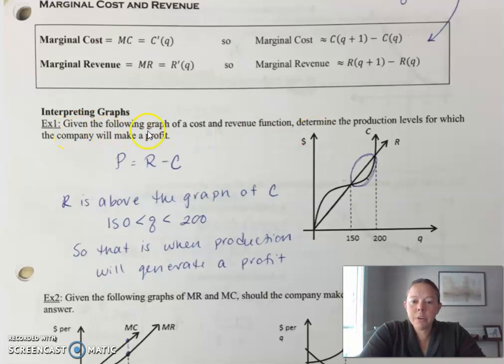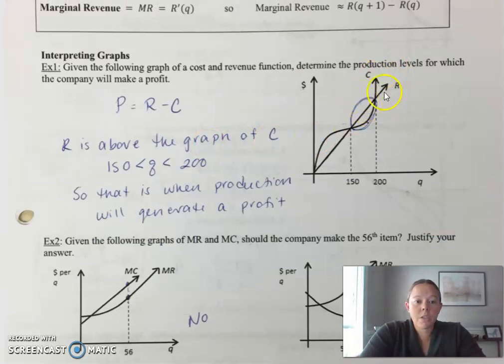All right, so given the following graph of a cost and revenue function, determine the production level for which the company will make a profit. So here's where these functions need to start popping in your head. Remember, revenue was price times quantity. Profit is revenue minus cost, and that needs to be immediate.